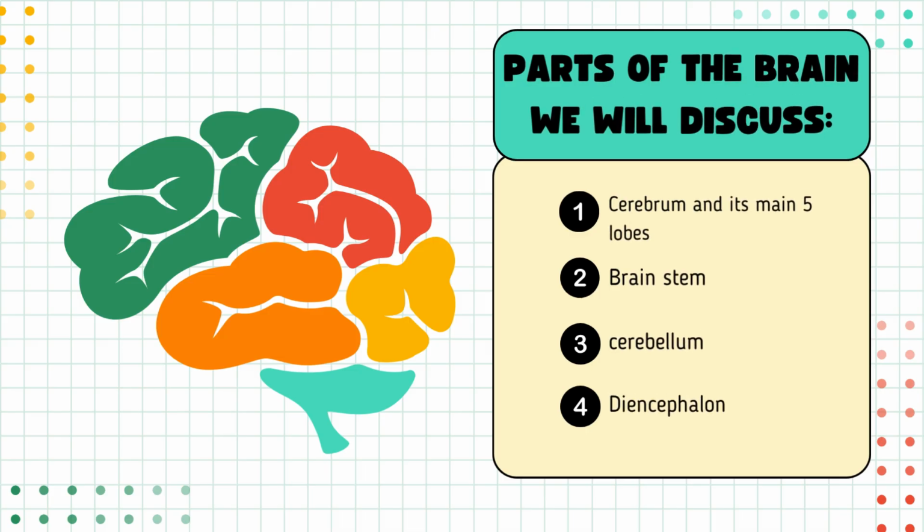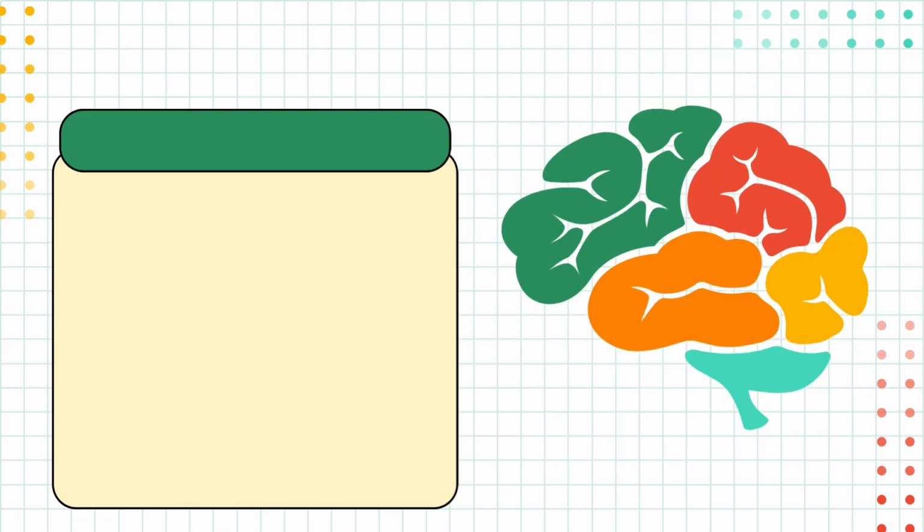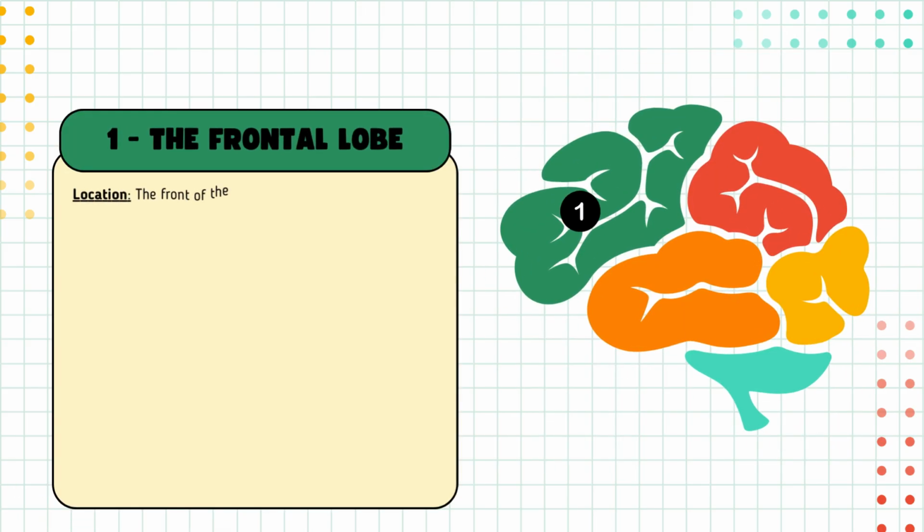So, things that we will discuss. We're going to discuss the cerebrum and its main five lobes, the brainstem, the cerebellum, and the diencephalon. First, we're going to talk about the lobes of the cerebrum.